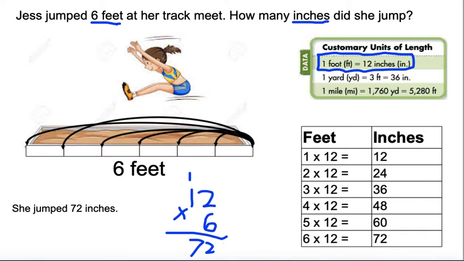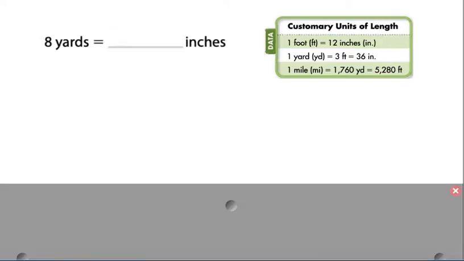Now let's take a look. I'm going to show you some more examples that you can try on your own now. So make sure you have a pencil and piece of paper out so you can try these. All right, this next example says 8 yards equals how many inches? All right, well, we're always going to have this data table next to us. So I'm going to lead you through this one. The next one will be on your own.